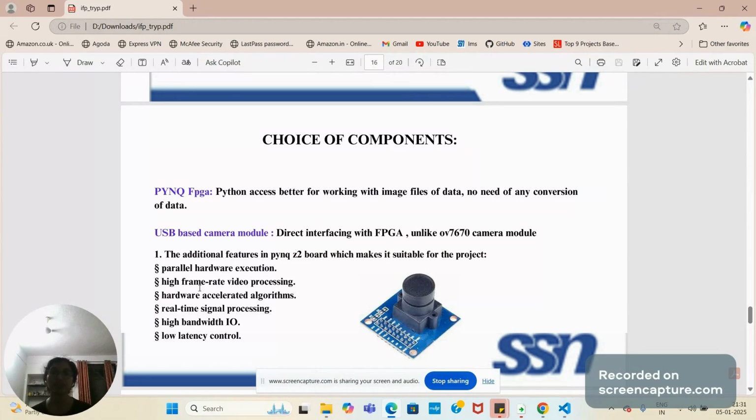Directly connecting a USB camera would be sufficient for the object detection or whatever pattern we are trying to detect. USB based camera module direct interfacing with FPGA, unlike this OV7670 camera over here, which has several pins to be connected, but that wouldn't be necessary over here.